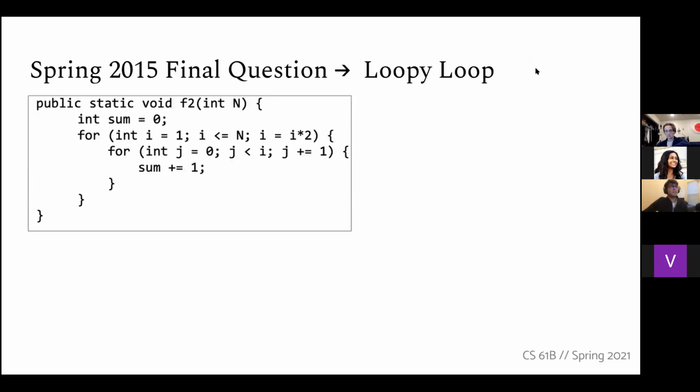Okay, so this is a Spring 2015 question, and it's from the final. So hopefully, if you guys were planning to do the 2015 midterm, I'm not stealing questions from you. Okay, this one's a little bit trickier, right? So let's go through that same process again.